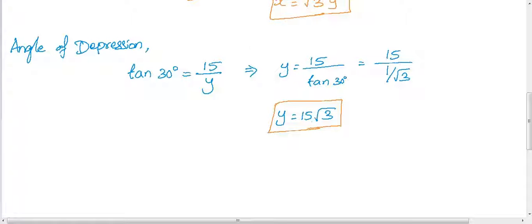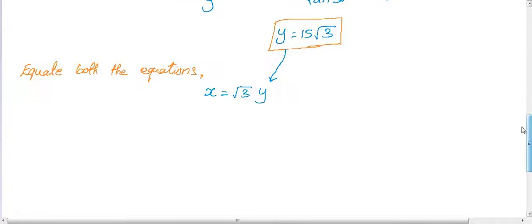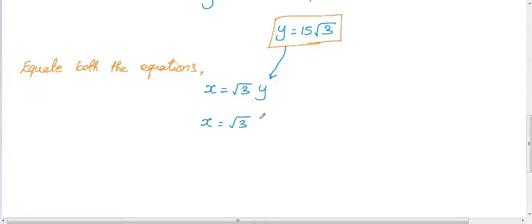Now substitute this y is equal to 15 root 3 into x. We have got both equations, so x is equal to root 3 y, that's the first equation. Now substitute y is equal to 15 root 3 into that equation. We get square root 3 into 15 into square root 3. We know that root 3 into root 3 becomes 3. So x is equal to 15 into 3. 15 times 3 is 45. So the height of the tower from the building is 45 meters.